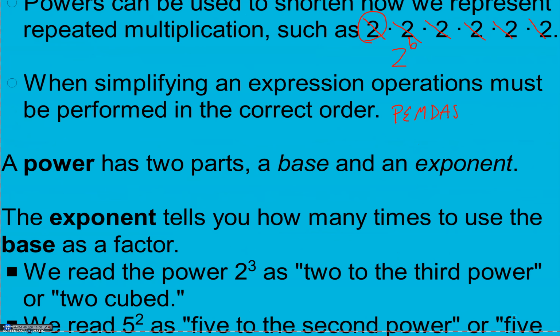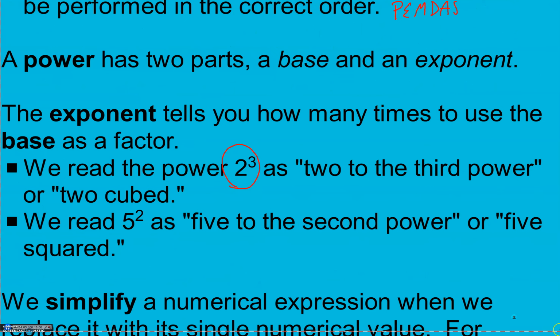So a power has two parts, a base and an exponent. Here our base is 2, our exponent is 6. An exponent tells us how many times to use the base as a factor. So we read this power as 2 to the third power, or we can say 2 cubed. And this as 5 to the second power, or 5 squared. Cubed and squared are the only ones we have special names for. Other than that, it's just 7 to the 6th power, or 8 to the 4th power.